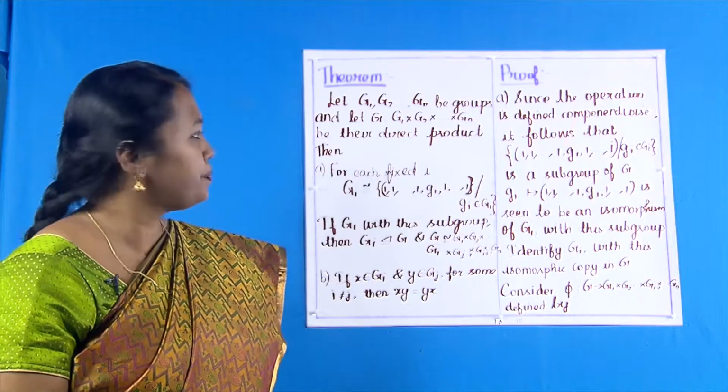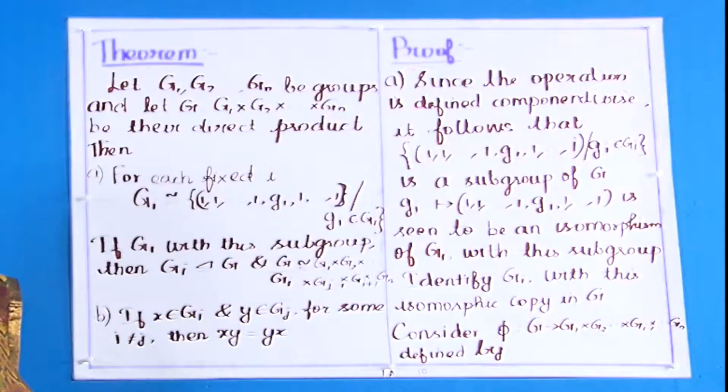The proof. Let us prove the first result. Since the operation is defined component wise, you can see that the operation here is component wise. It follows that this particular set (1, 1, 1, the gi and then 1 elsewhere), gi belongs to Gi, is a subgroup of G. Therefore, gi has been mapped onto this particular element, and clearly this is an isomorphism of Gi with this subgroup. Identify Gi with this isomorphic copy in G.